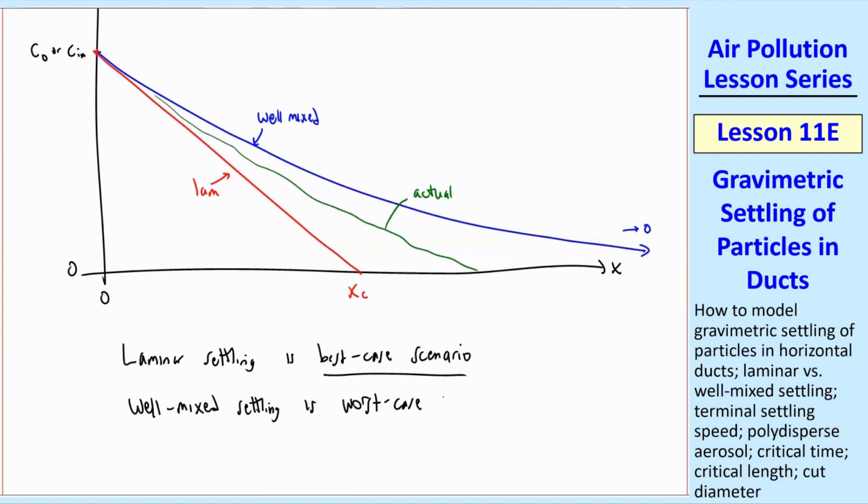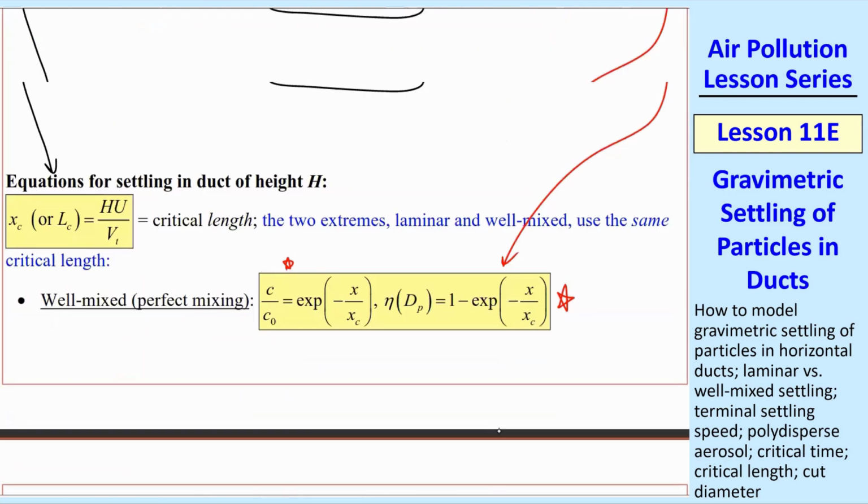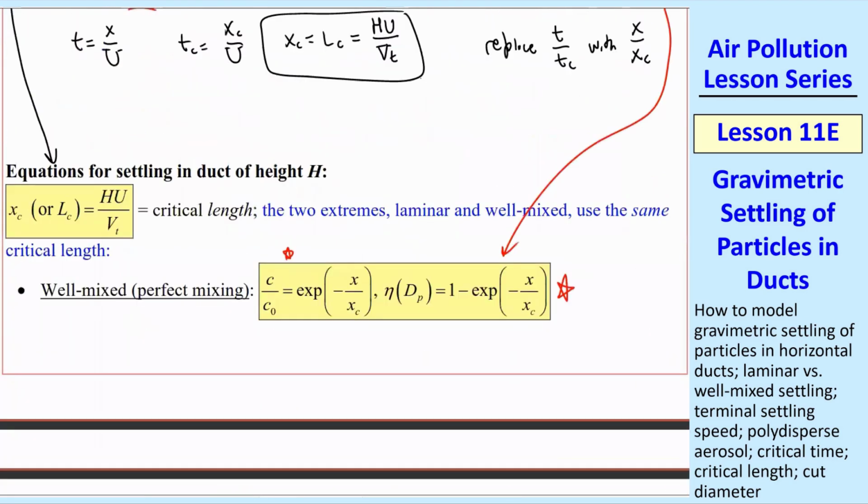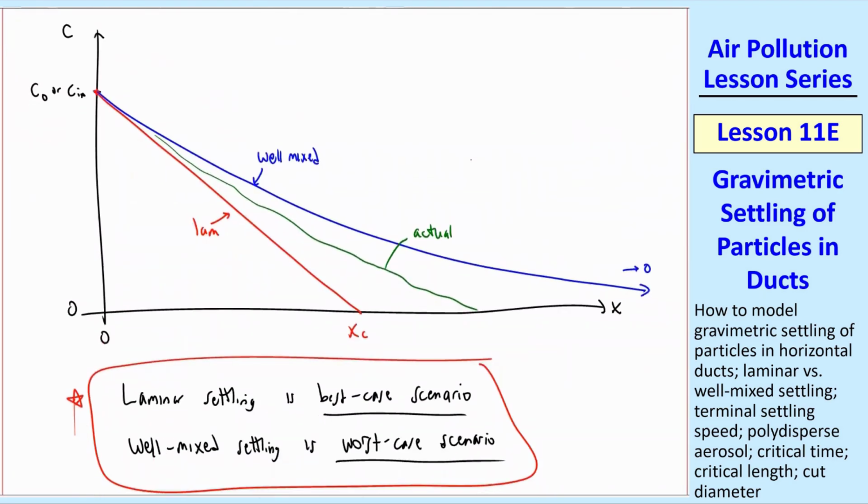Well-mixed settling is the worst case scenario. And as I illustrated up here, that curve I just drew, those two curves will actually shift to the right or left if we have different particle diameters. These are for one diameter.